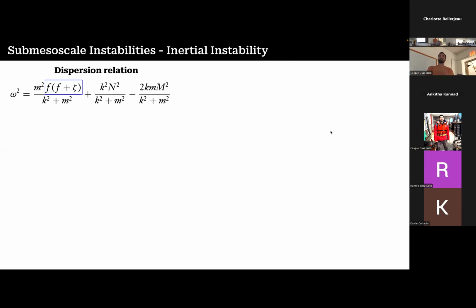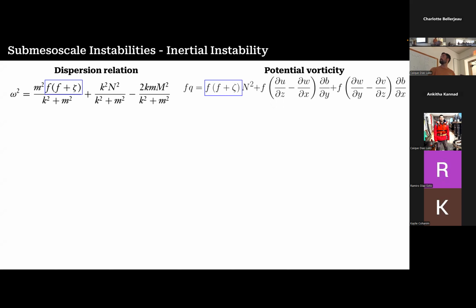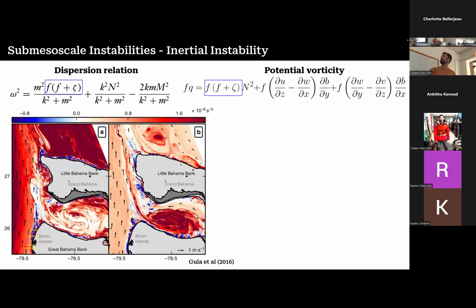And this is really the counterpart to inertial waves. For the simple inertial waves, we just have F as the frequency. When it's this component F plus zeta that turns the PV negative, the instability is called inertial instability. And looking at the PV, it's exactly the same component that's going to turn PV negative. And this instability usually happens when you have flow interacting with topography.